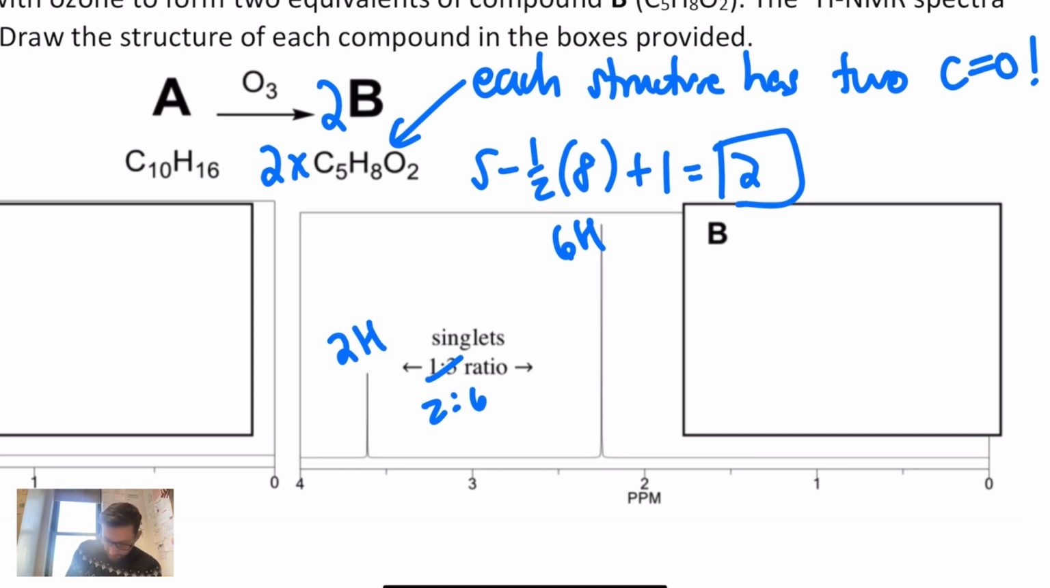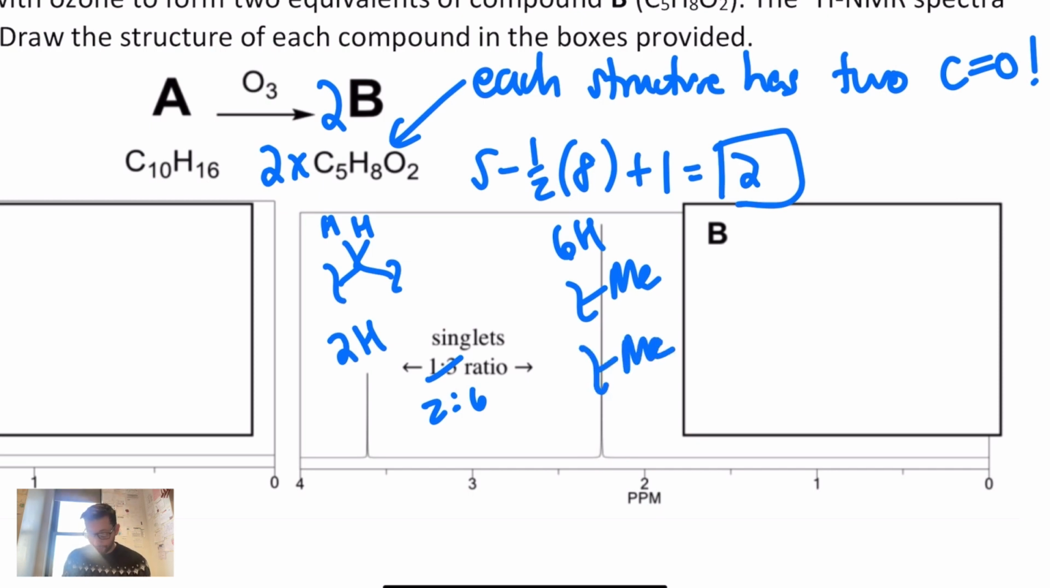Well, the 2 hydrogens must be a CH2, apparently with no neighbors. I don't know what it's connected to on either side, but I have a methylene in the middle of my molecule. And then 6 hydrogens? Well, you can't have 6 all on the same carbon. So I probably have 2 methyls in exactly the same environment. And then since the spectrum only goes up to 4 on the left of the x-axis, I must have ketones. I don't think I have aldehydes.